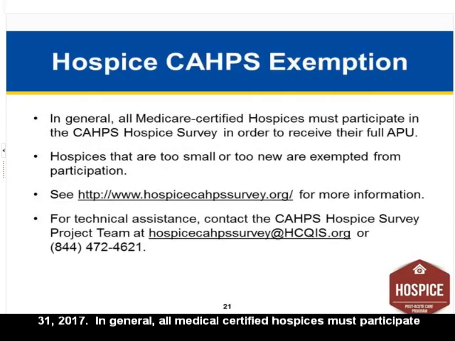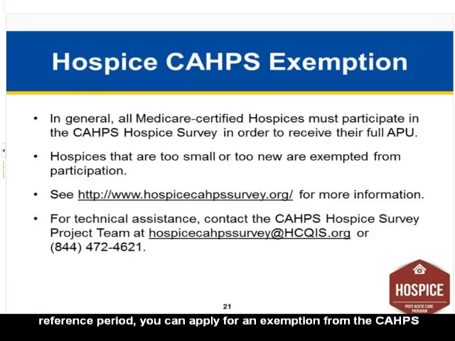In general, all Medicare-certified hospices must participate in the CAHPS Hospice Survey in order to receive their full APU. However, hospices that are too small or too new are exempted from participation. For example, if your hospice has served fewer than 50 survey-eligible decedents or caregivers during the reference period, you can apply for an exemption from the CAHPS Hospice Survey.